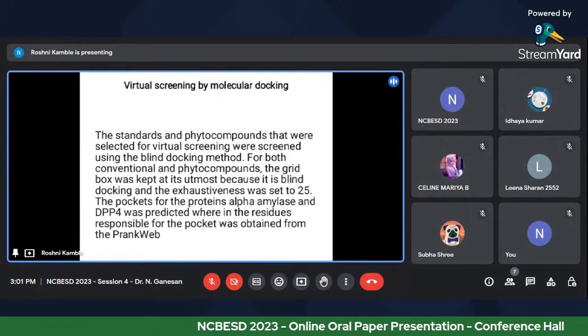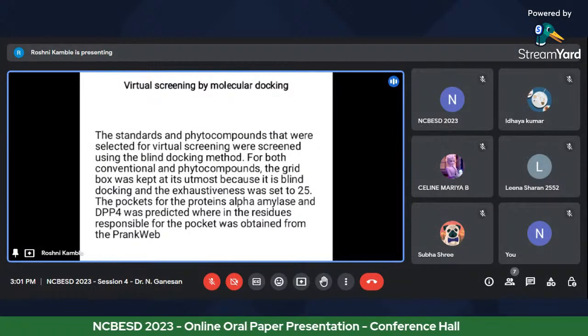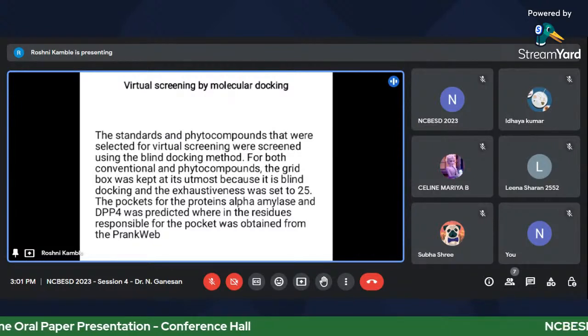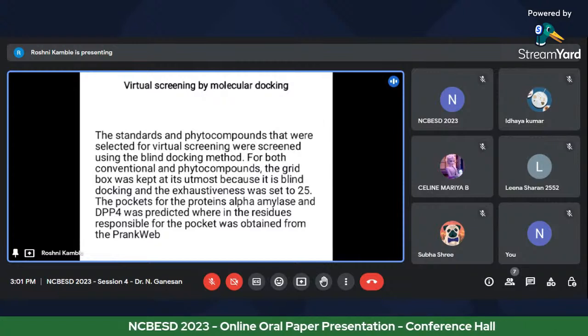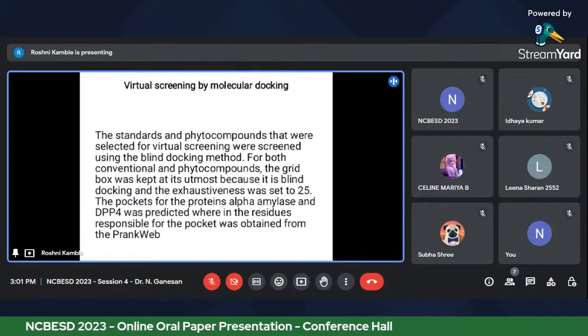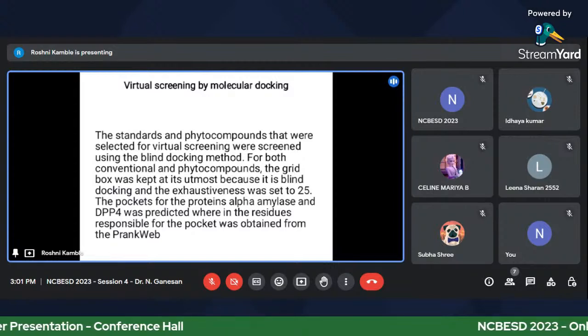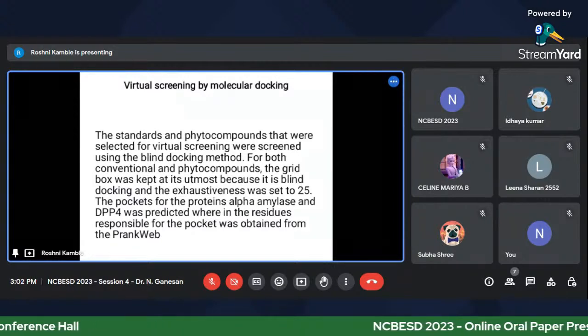So for the standard and virtual screening by molecular docking, the standard and the phytocompounds that were selected for virtual screening were screened using the blind docking method for both the standard drug and the phytocompounds. And the pockets for the protein alpha amylase and DPP4 were predicted, and their active sites were matched with the phytocompounds of the various plants.